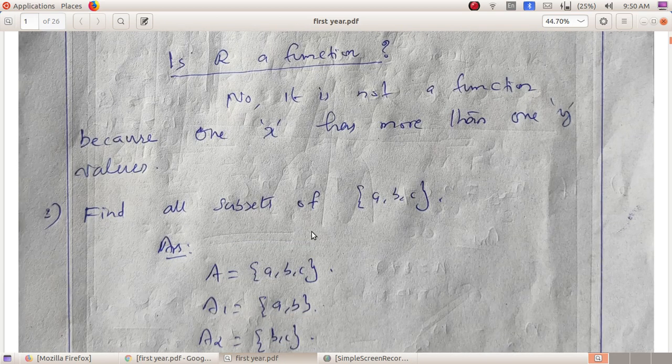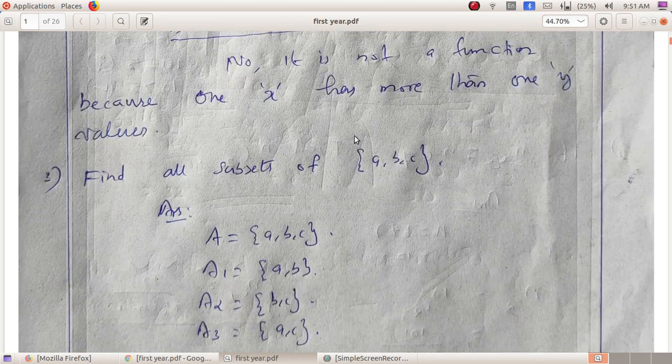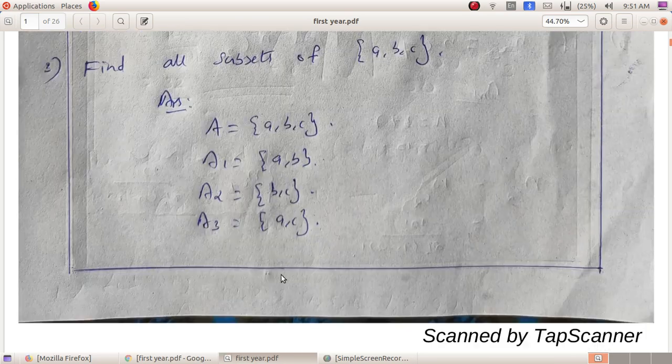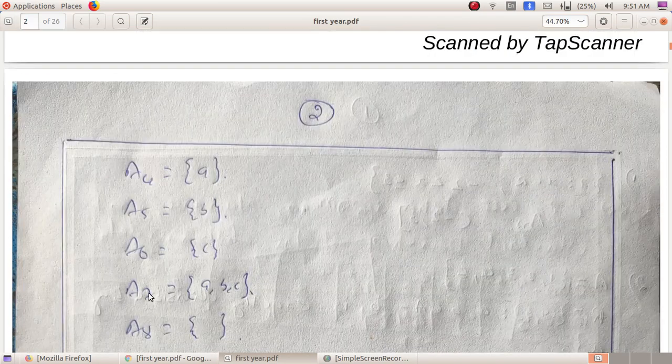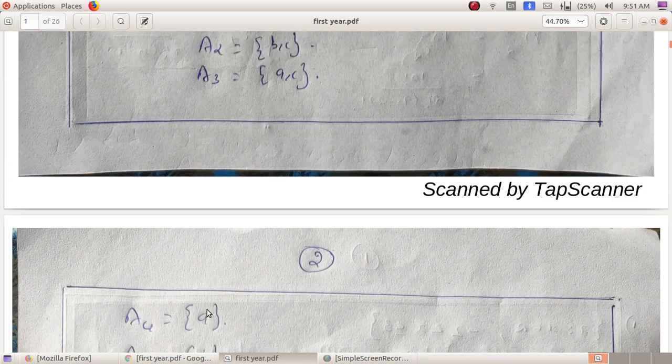Next, find all subsets of A, B, C. Let us take the set A equal to the set A, B, C. Then first A, B, then B, C, then A, C. These are the subsets. Similarly, set A, set B, set C, and A, B, C itself is a subset. The null set is also a subset. So these are the subsets.